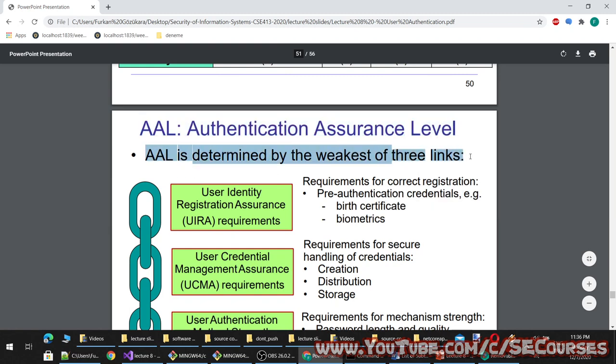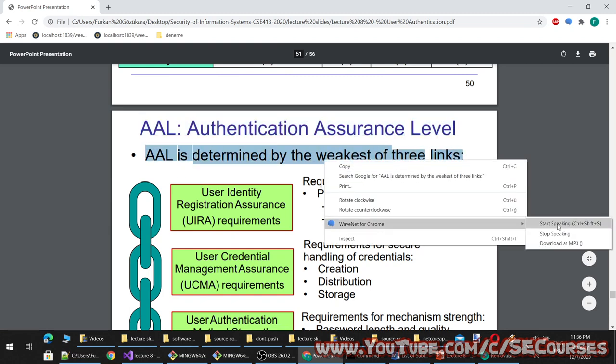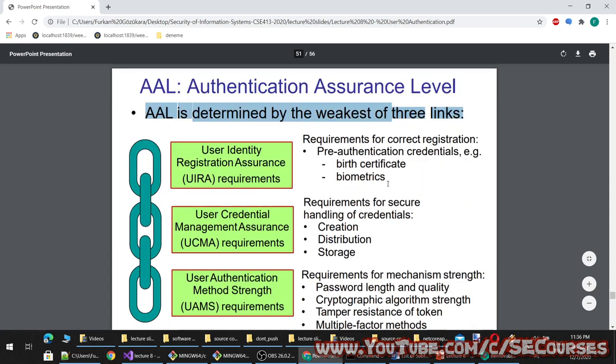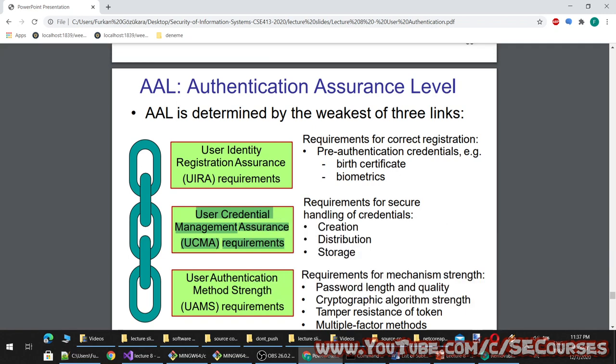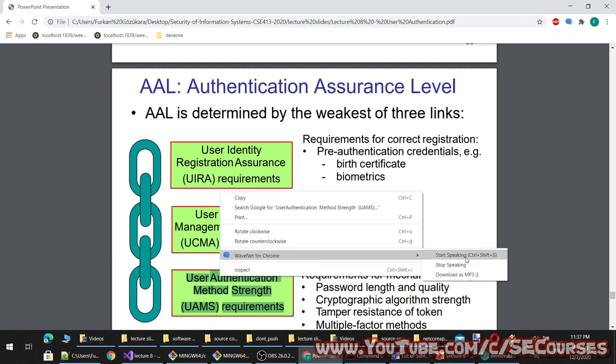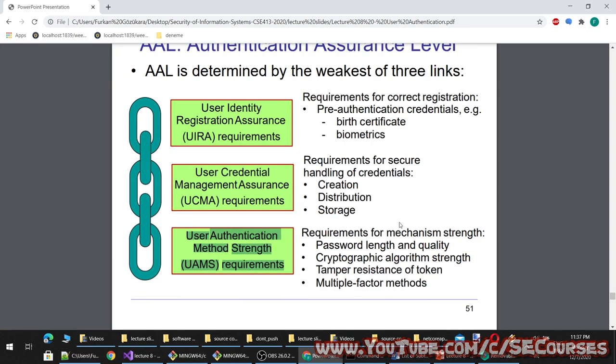AAL, authentication assurance level. AAL is determined by the weakest of three links. Okay, so what may they be? User Identity Registration Assurance, UIRA, requirements. User Credential Management Assurance, UCMA, requirements. User Authentication Method Strength, UAMS, requirements.